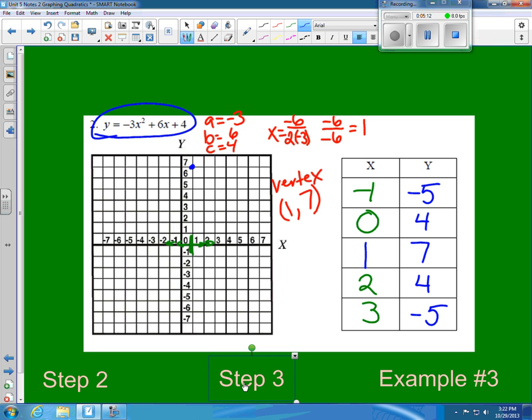We're going to graph our other points. So we've already graphed our vertex. So let's graph our points starting at the top. So -1, go over -1, and down 5. Okay, then our 0, and then we're up 4. We have our vertex. Then we're going to go over 2 and up 4. And then we're over 3 and down 5. Last, don't forget to connect and add some arrows to the end because parabolas go on forever.